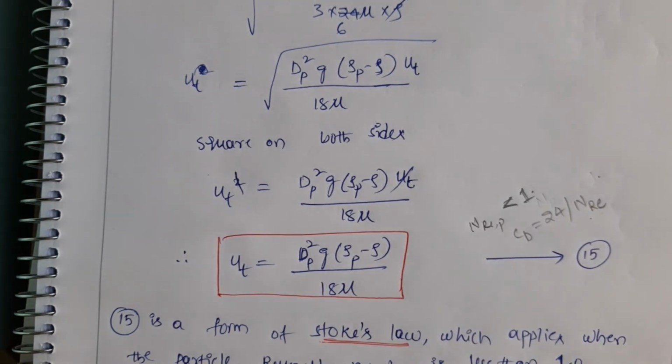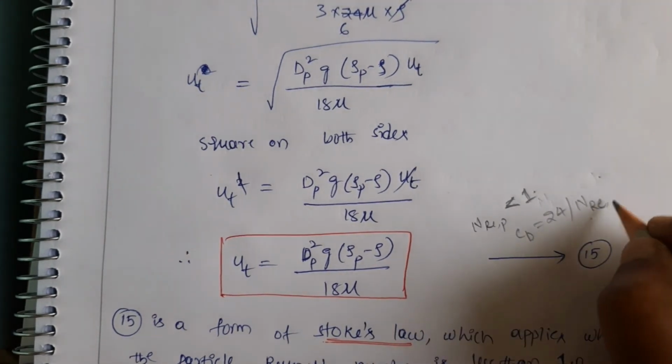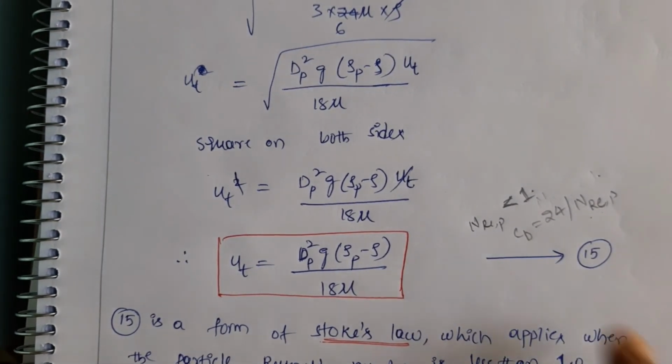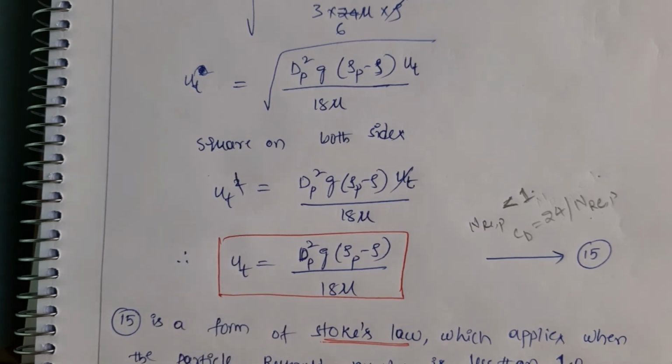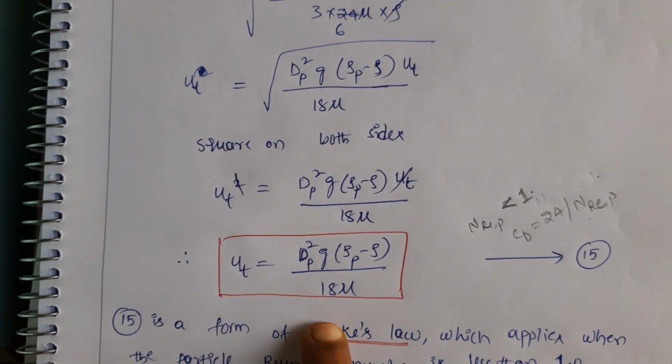Okay, Re of the particle. So by substituting this one only, we will get this expression. So this is the terminal settling velocity in the Stokes law region. Remember, that is, the Reynolds number of the particle is less than 1.